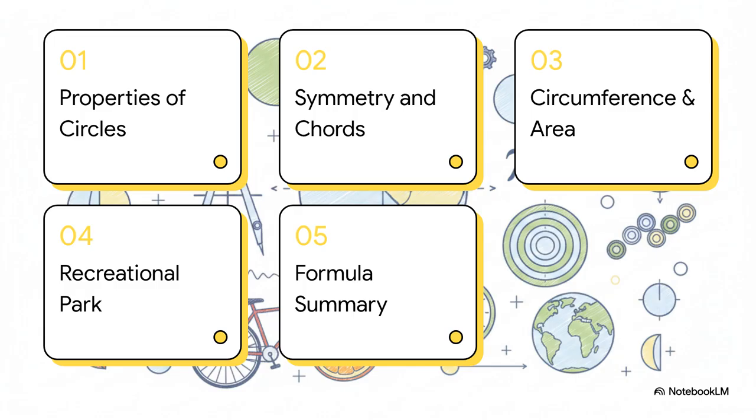Here's our roadmap for today. 1. Properties of circles. 2. Symmetry and chords. 3. Circumference, area, and proportions. 4. The recreational park problem. And 5. Formula summary and tips.